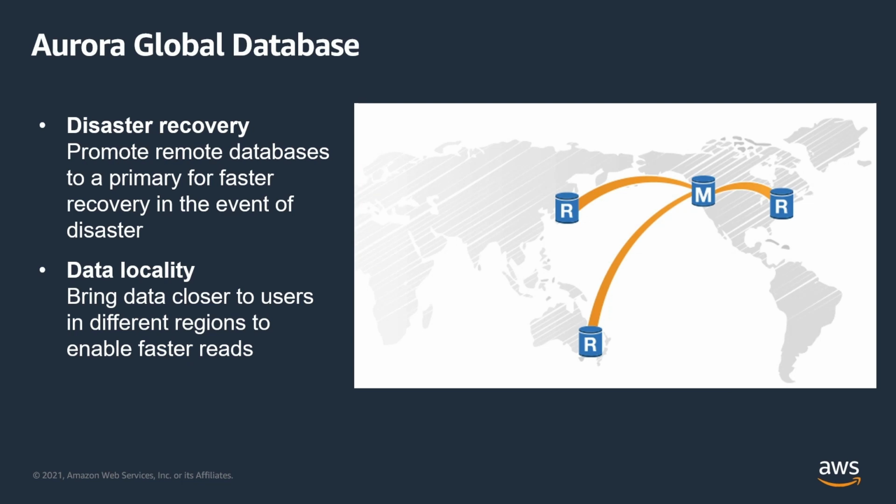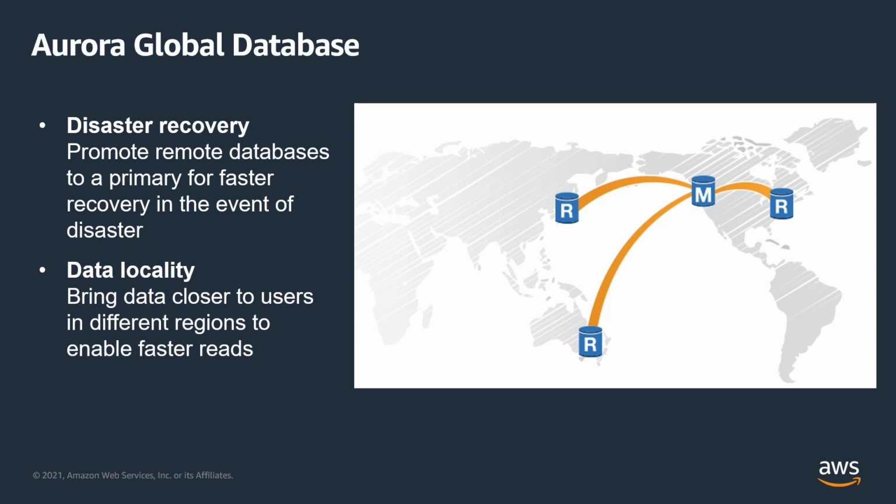So let's quickly talk about some of the use cases for Aurora Global Databases. Aurora Global Database is designed for globally distributed applications, and it allows a single database to span multiple AWS regions. There are two primary use cases, right?